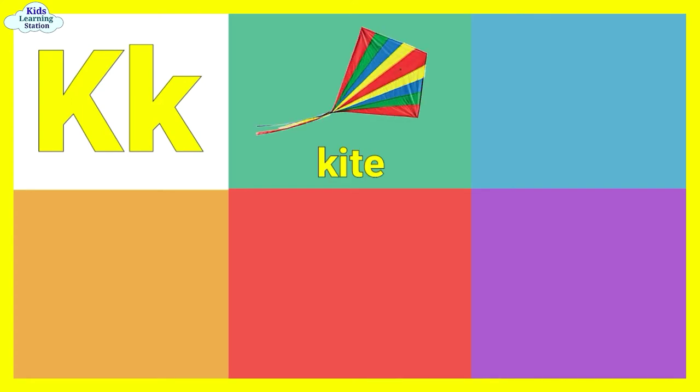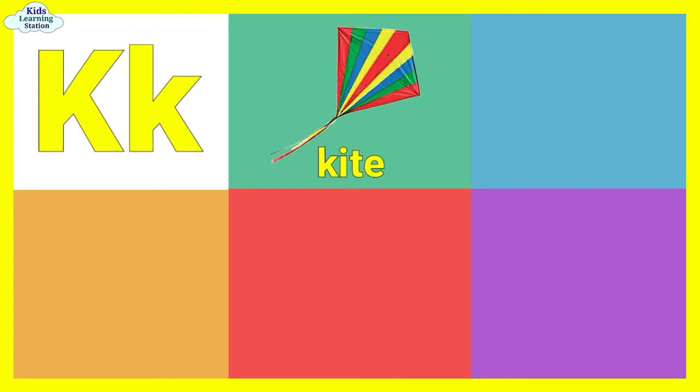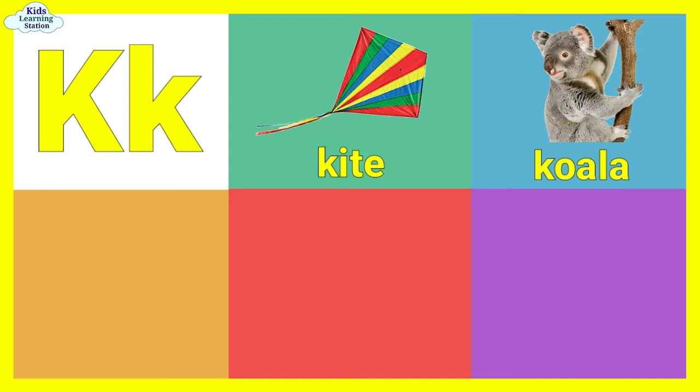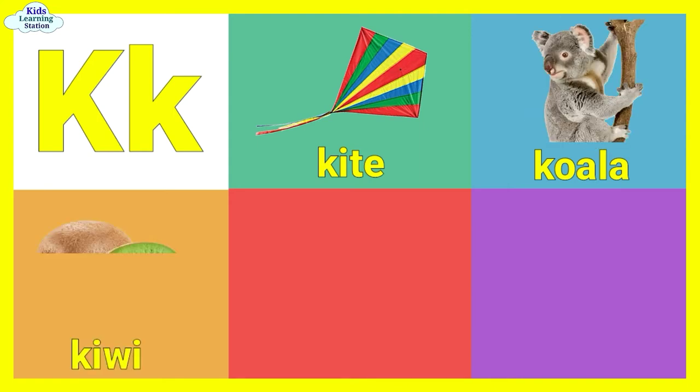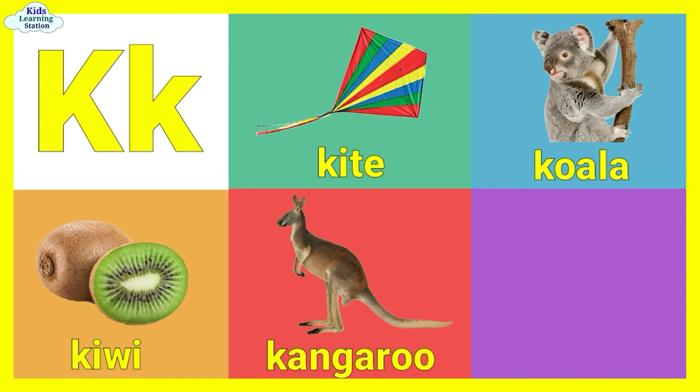K is for kite. Kite. Koala. Koala. Kiwi. Kiwi. Kangaroo. Kangaroo. Key. Key.